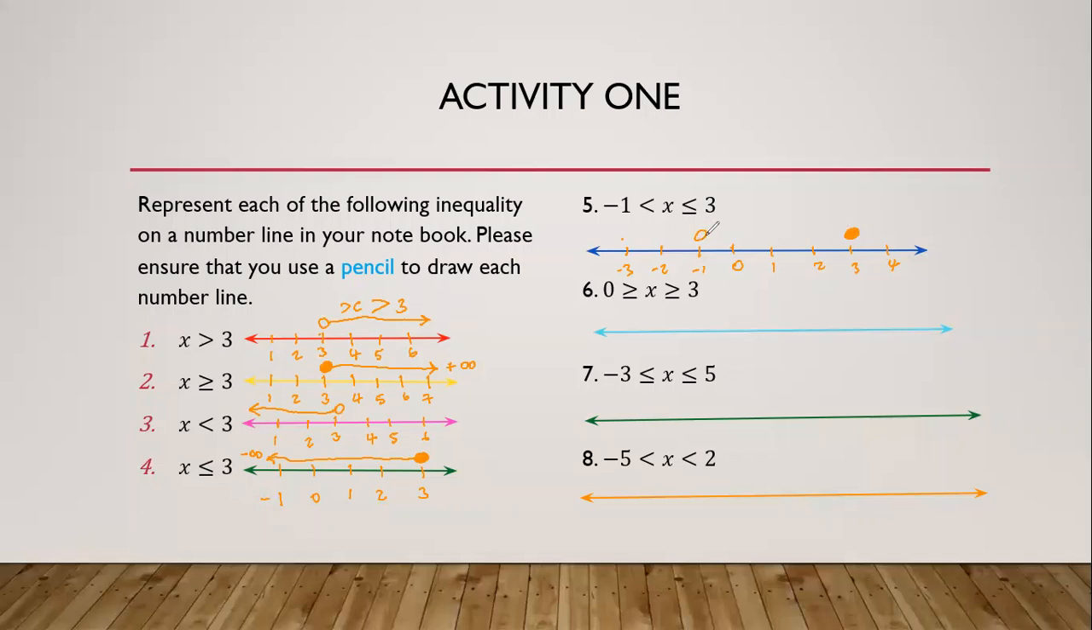So if we draw a line from this circle here to this one, then this area would represent x is greater than -1 and x is less than or equal to 3. So number 6 now.